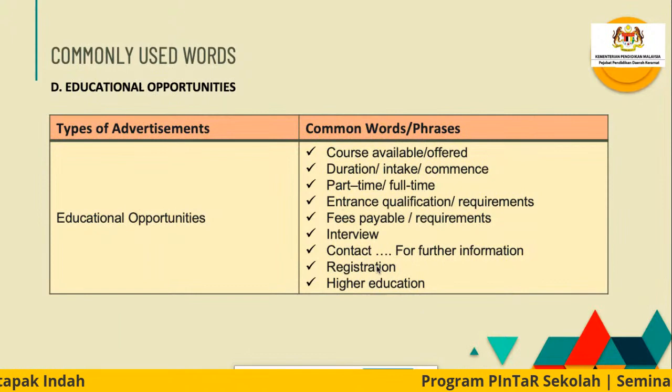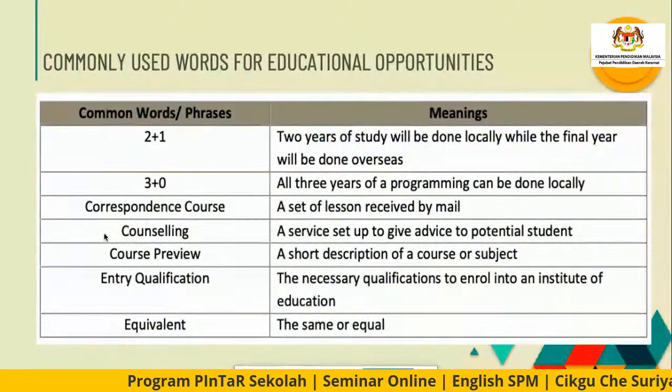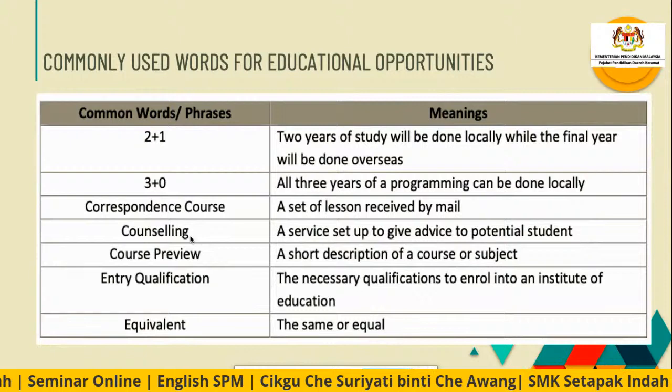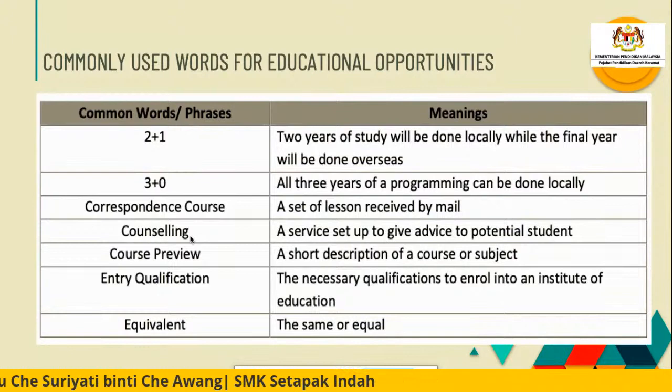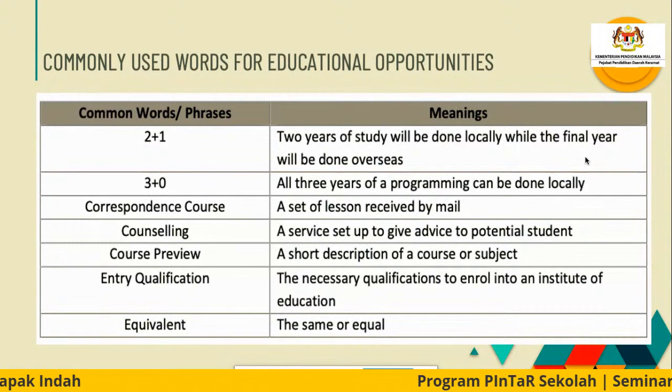Next, okay, commonly used words for educational opportunities, okay? Kadang-kadang ada juga jumpa dalam iklan tu. Dia tulis 2 plus 1. Apa maksud 2 plus 1? Okay, mungkin, okay, most probably, the question is referring to 2 years of study will be done locally while the final year will be done overseas.